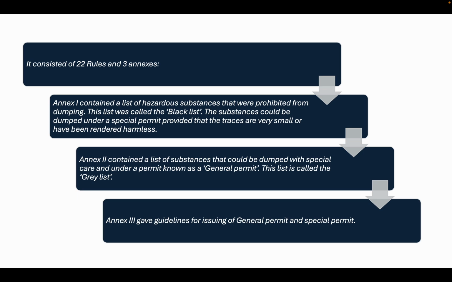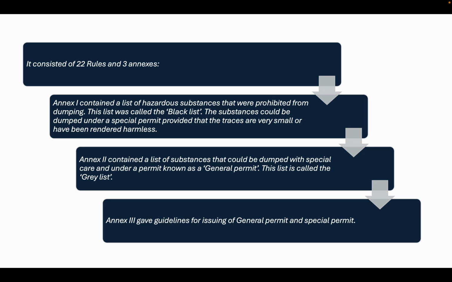Annex 1 contains a list of hazardous substances that were prohibited from dumping. This list was called the blacklist. So in Annex 1, they made a list, they called it a blacklist. In that list, they put all the hazardous substances which were not allowed to be dumped.